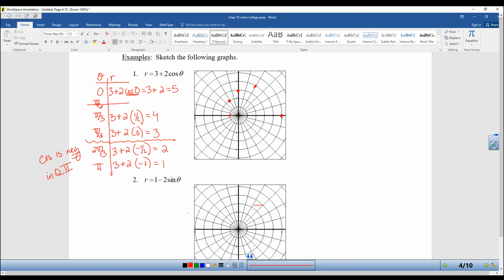Now, because you know that cosine reflects over the polar axis, instead of plotting all the rest of the points, look, I only ended up plotting 1, 2, 3, 4, 5 points. Instead of making more table, you could just reflect. So this one is going to go right here. And then at the pi over 2, the 3 pi over 2. And then at the pi over 3, the 5 pi over 3. And now you should be able to draw it. And that is our dimpled limacon.